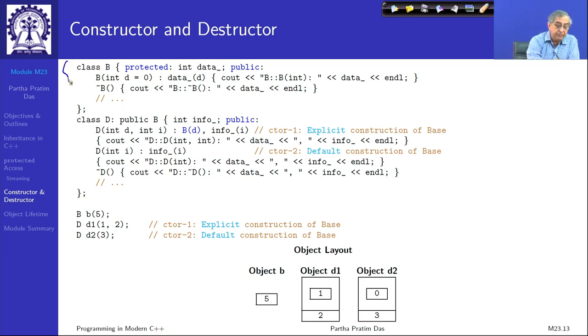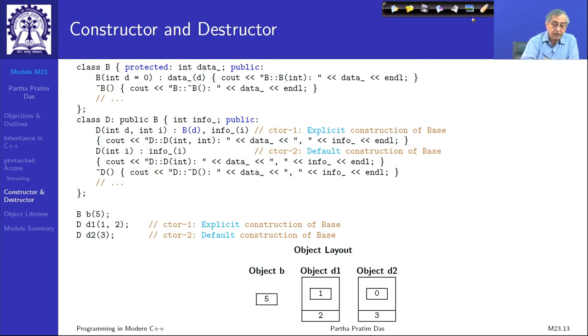There is a base class, with one data member which I have kept in protected, because it is only for this. The constructor and destructor are put in public. I could have put them also in protected. If I put them in protected, then I will not be able to construct a B object as I am doing here outside. So, I have kept them in public.